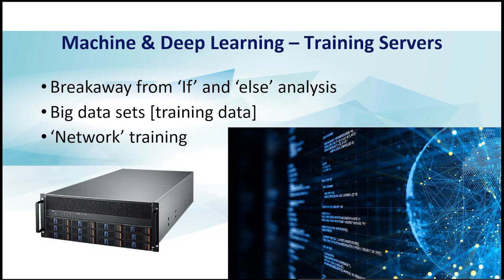So when we look at training servers, neural nets and AI are a major breakaway from the if and else analysis that have historically existed with traditional software. Big data sets, when I was talking about big data, those data sets, that historical information is now the data that is used to train machine and deep learning systems for AI development. So GPU computing is what is actually used to train the networks for subsequent rollout.